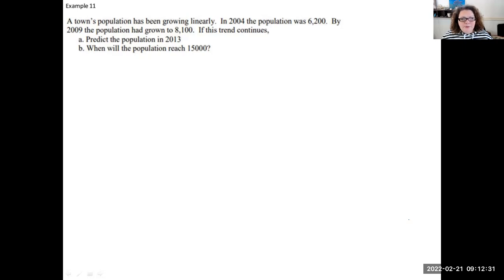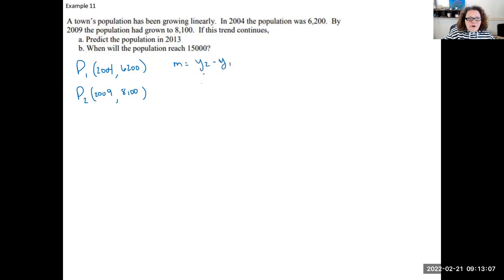So a town's population has been growing linearly. All right, let's get some points here. Point 1, point 2. In 2004, the population was 6,200. In 2009, population was 8,100. So now we can find the rate of change. All right, so the rate of change is M equals y sub 2 minus y sub 1 over x sub 2 minus x sub 1. I'm going to label these x1, y1, x2, y2.